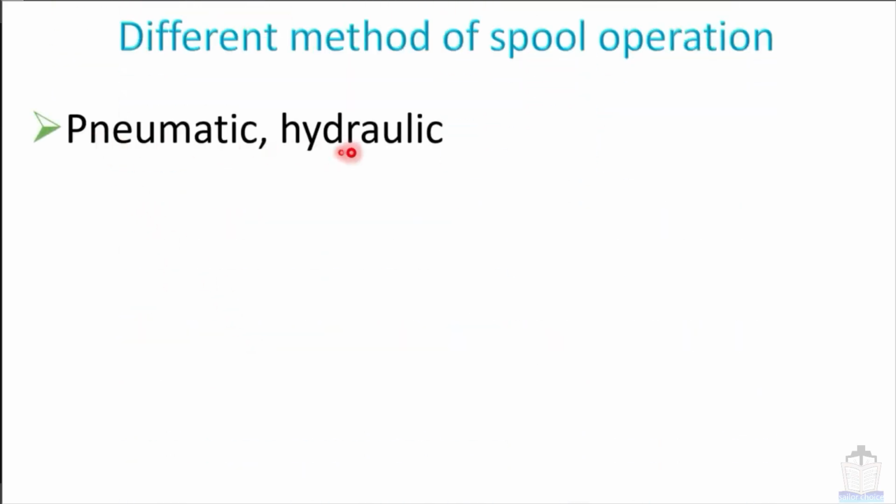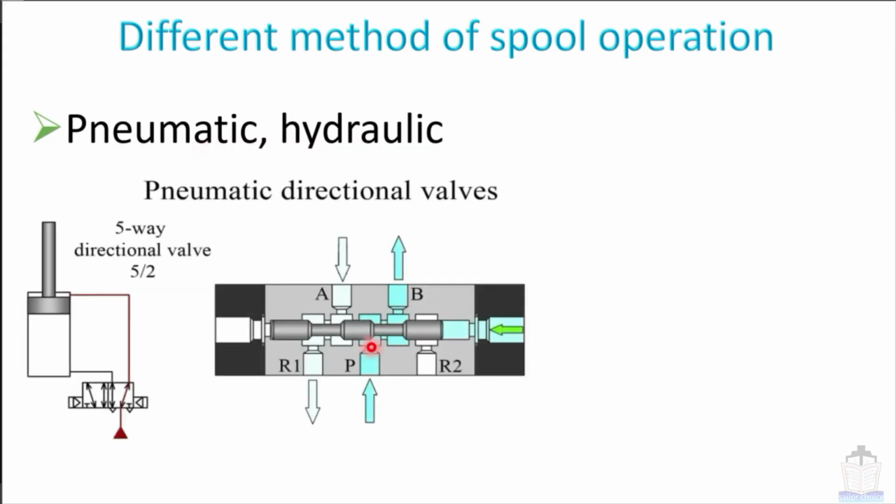method is pneumatic and hydraulic. That means the spool position is controlled by either pneumatic or hydraulic pressure. In this picture you can see that hydraulic or pneumatic air pressure is acting over here or from here, and it causes movement of the spool to either the left side or the right side, and hence controls the flow of air or oil. That is called spool operation driven by pneumatic or hydraulic. This is the graphical representation of this valve. Here you can see a white triangle. That means this valve's spool is being operated by pneumatic.